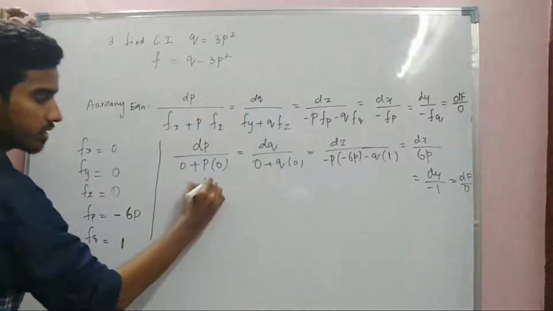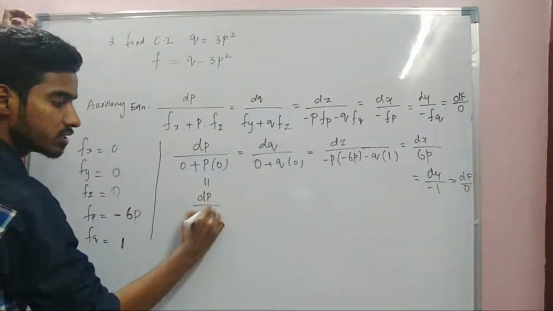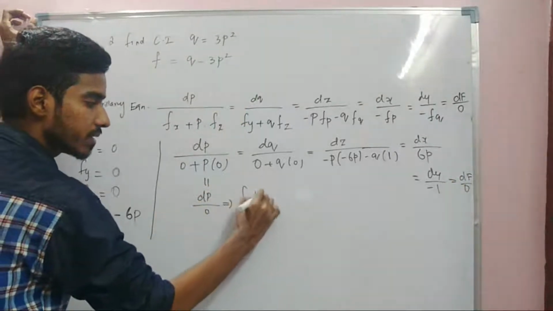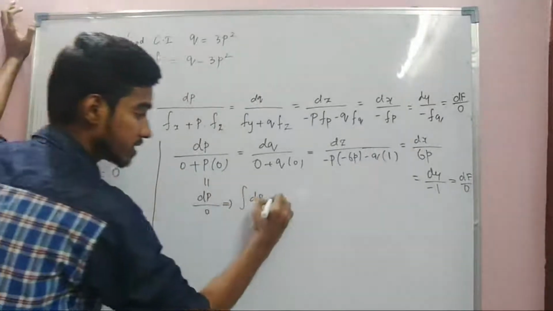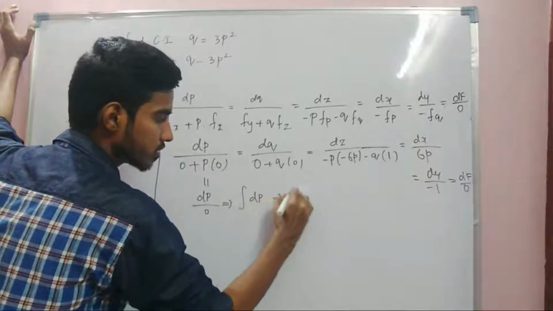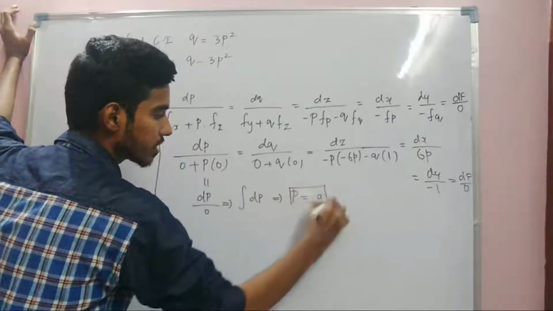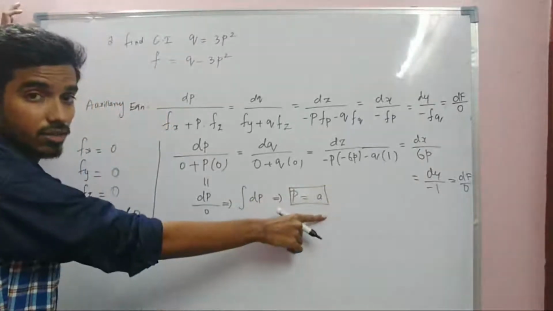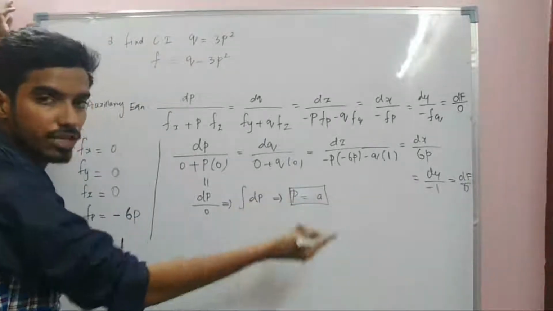Now again you can see from here we have dp by 0. That means the integration of dp is a constant, right? That means integration of dp is the solution. That means p is equal to a. So this a is an arbitrary constant, the integration constant. Integration of this will be p plus a.